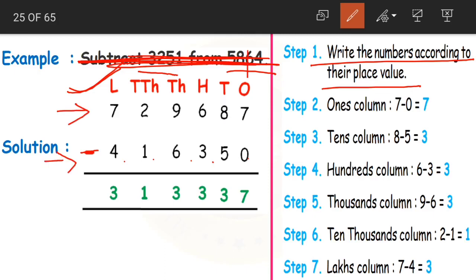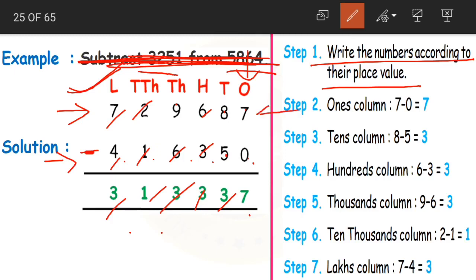And then what do we do? We start subtracting from the ones column. 7 minus 0, 7. 8 minus 5, 3. 6 minus 3, 3. 9 minus 6, 3. 2 minus 1, 1. 7 minus 4, 3. Clear, right? This is how we subtract large numbers without borrowing.